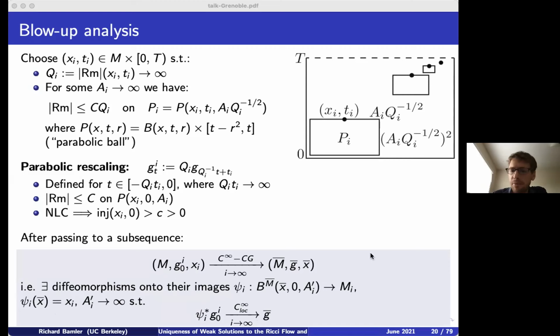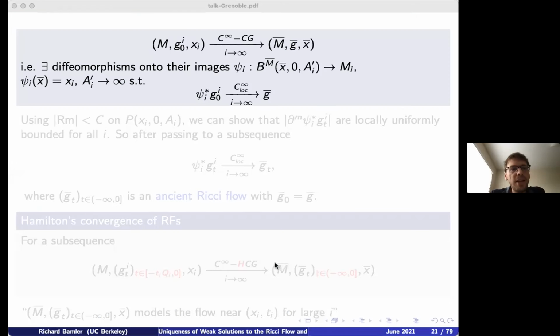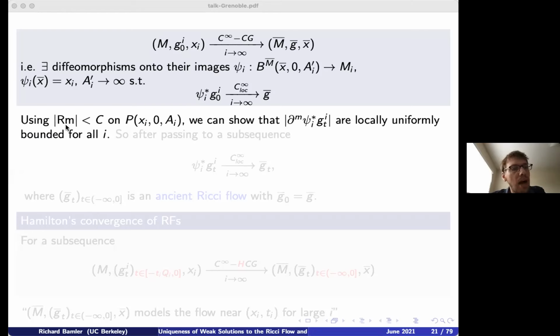Okay, so let me move on and now bring in some of the Ricci flow aspect of this. So this is just a convergence of Riemannian manifolds. What I could do next is look at the corresponding Ricci flows on these manifolds. This is just the final time slice of a Ricci flow. And recall that we have upper curvature bounds on larger and larger backwards parabolic balls of these Ricci flows. So using these curvature bounds, we can now deduce bounds on arbitrary derivatives of these pullbacks. This is a little bit of technical work, but it can be done.